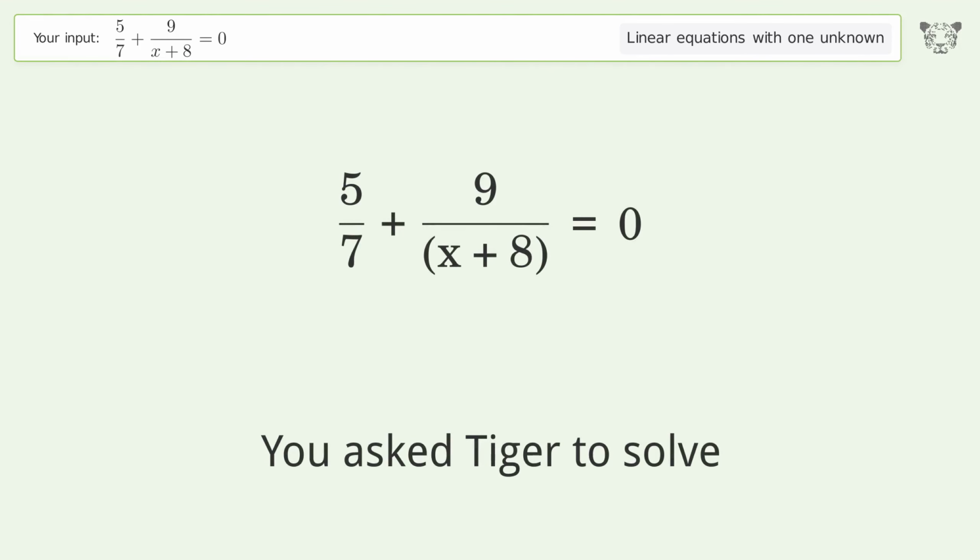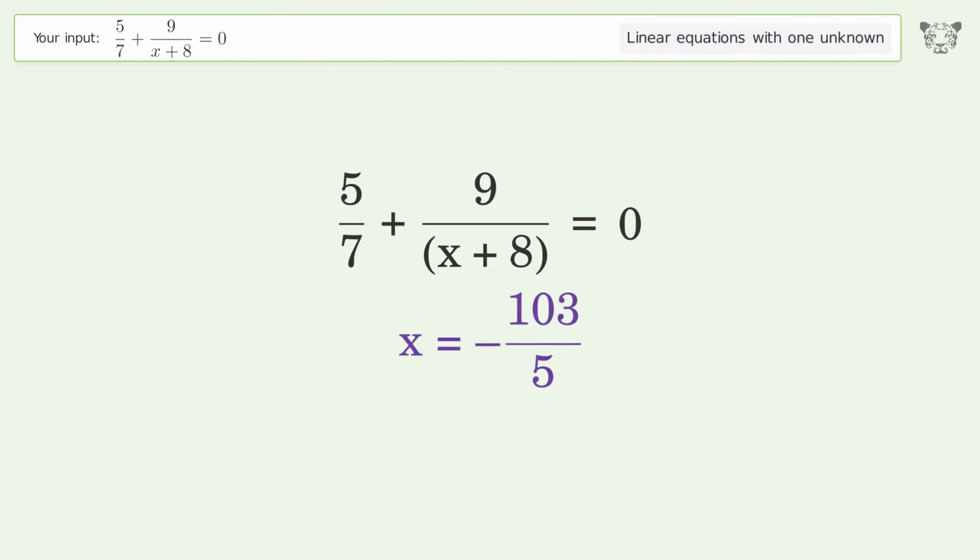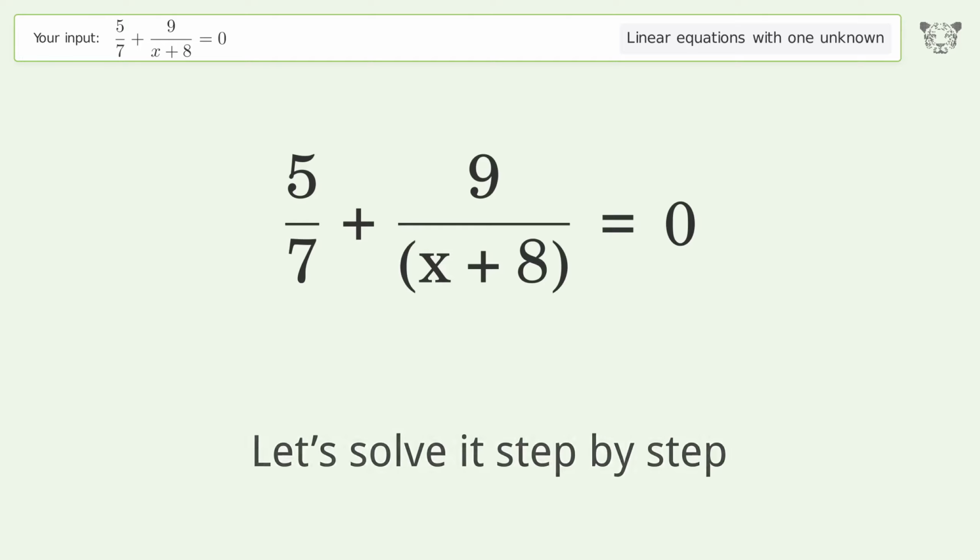You asked Tiger to solve this. This deals with linear equations with one unknown. The final result is x equals negative 103/5. Let's solve it step by step.